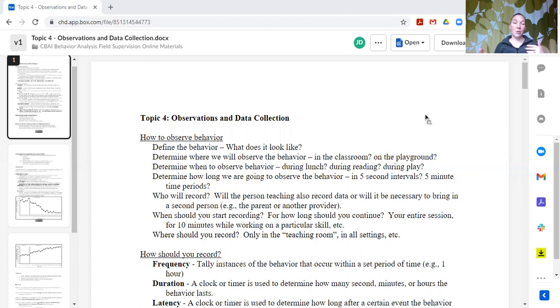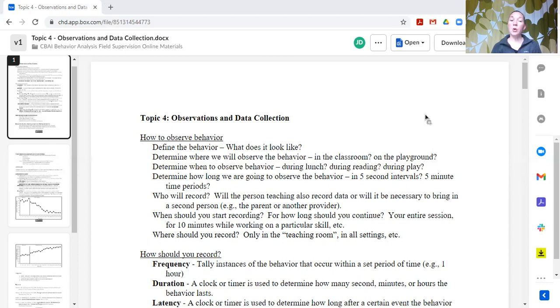You have to determine when to observe the behavior. Are there specific times when this behavior is more likely to occur? And that is when you are going to take your data. How long are you going to observe the behavior? We'll talk about interval recording measures in a minute. Are you doing sampling? Are you doing intervals? Are you doing continuous data collection where you're taking data on every instance? If you are looking at a specific activity, does the duration of that activity change? Sometimes it's 10 minutes, sometimes it's 20 minutes. So how long are you going to record for your observation?